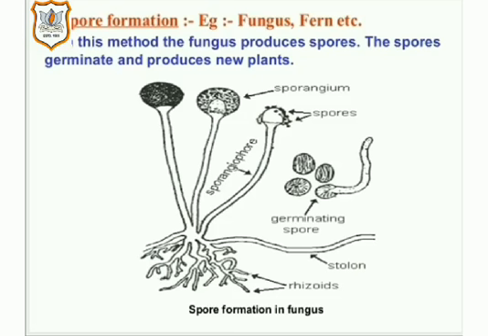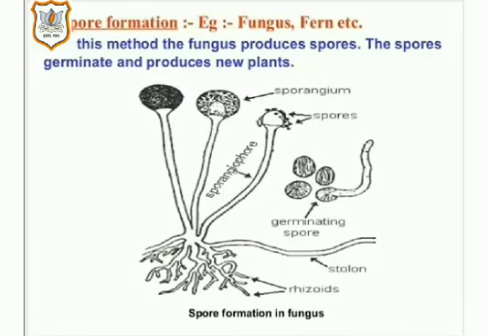Each spore is covered by a hard protective coat to withstand unfavorable conditions such as high temperature and low humidity, so they can survive for a long time. Under favorable conditions, a spore germinates and develops into a new individual. Plants such as fungus and ferns also reproduce by means of spores.